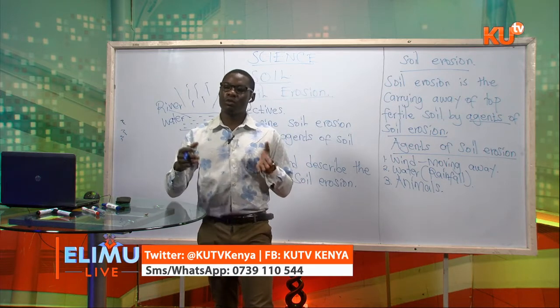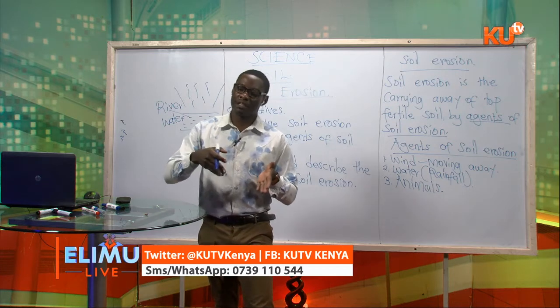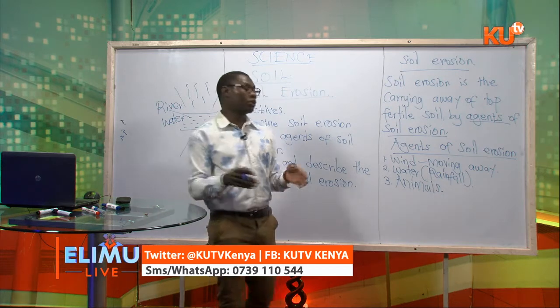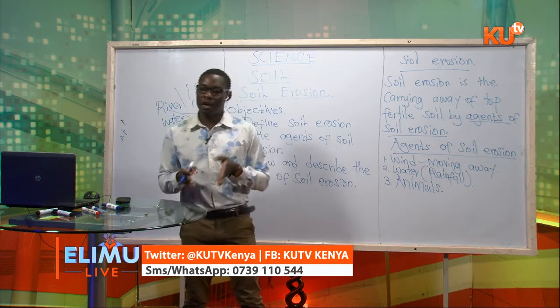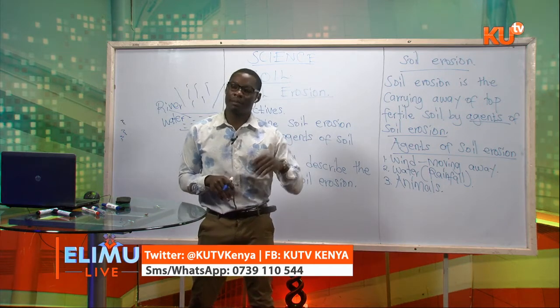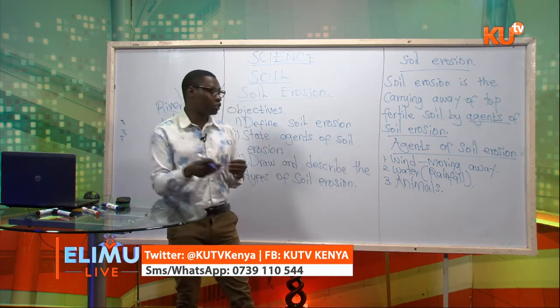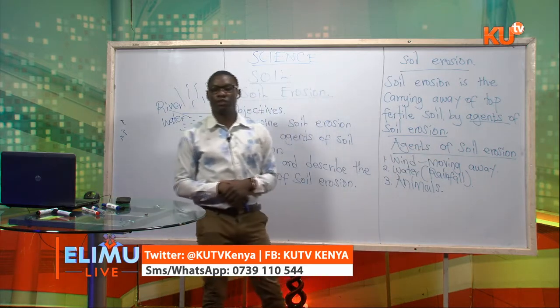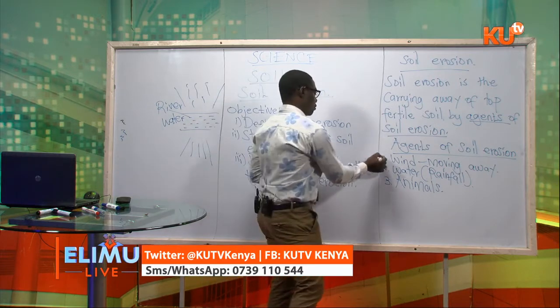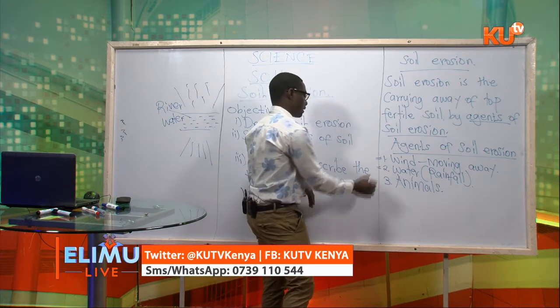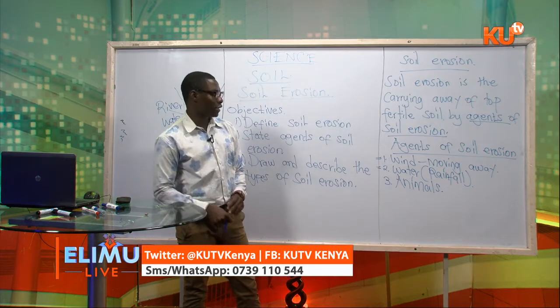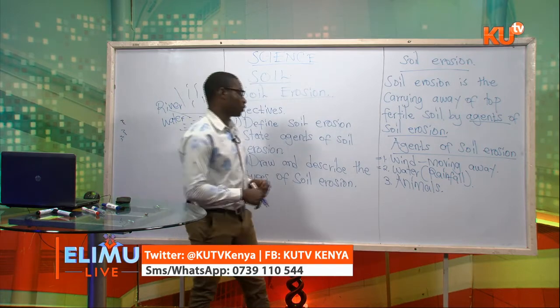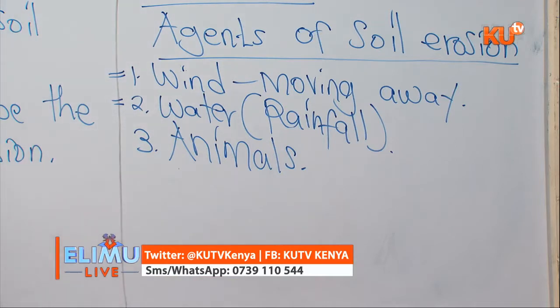Where they move around, you realize that they cause some trenches or some ditches. This is because they are able to carry soil particles from where they are walking to other places, therefore contributing to what we call soil erosion. So we have three agents of soil erosion. The main ones are two. We have wind as our main and water. So the two are our main agents of soil erosion, but in addition, we also have animals as another agent of soil erosion. So these are agents of soil erosion.